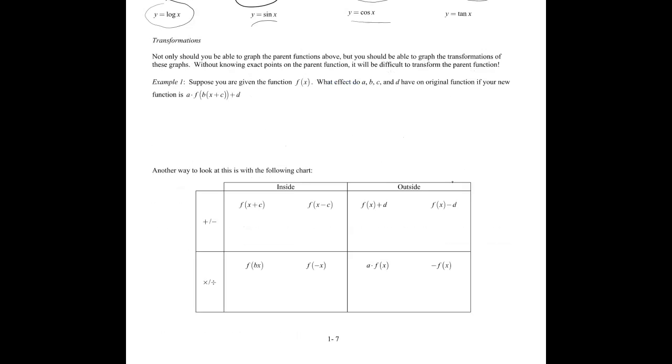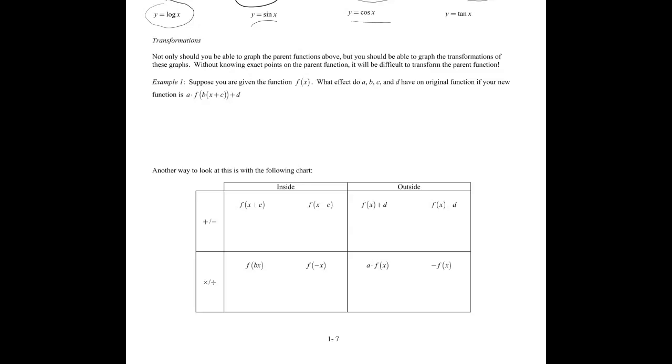Alright, and the reason they expect you to know those is because if you don't know the parent function, it's pretty hard to graph transformations dealing with those parent functions. So if we're given some function of x, and we're asking what a, b, and c do to the original function, our new function is going to be a times f of b times the quantity x plus c, plus d on the outside.